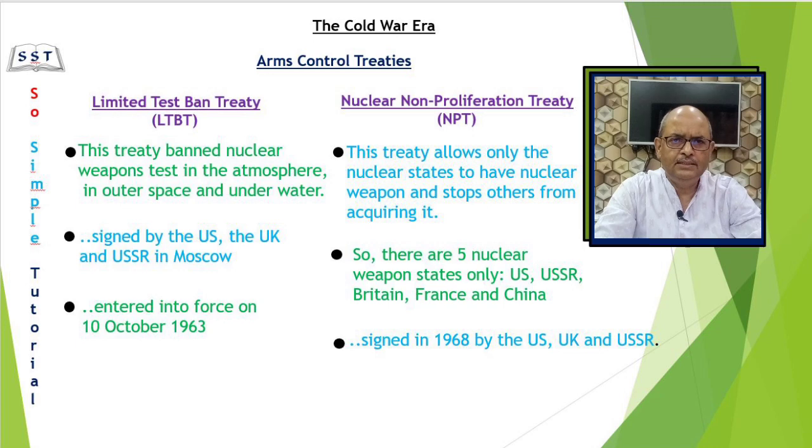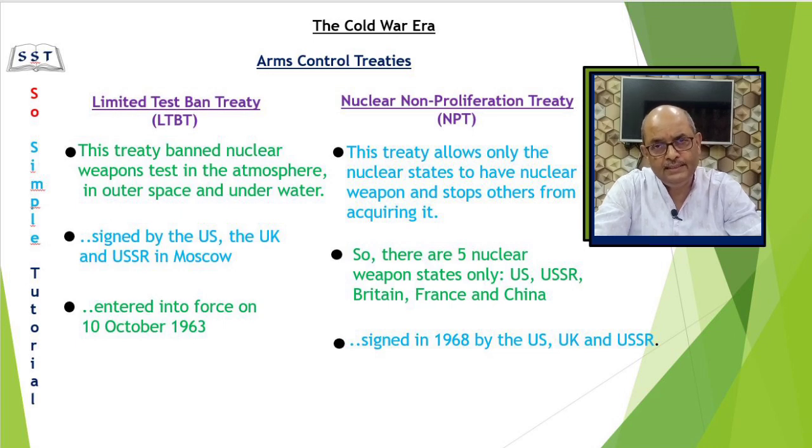The second treaty is NPT, Nuclear Non-Proliferation Treaty. It was signed in 1968. What does this treaty say? This treaty allows only the nuclear weapon state to have nuclear weapon and stops others from acquiring this.